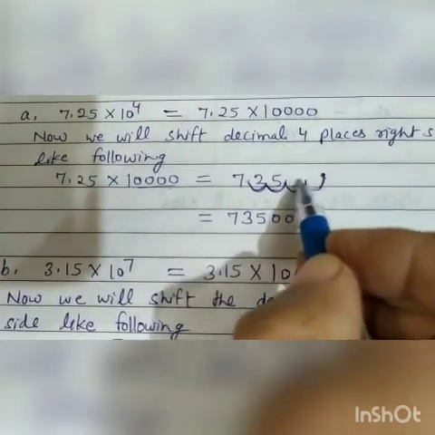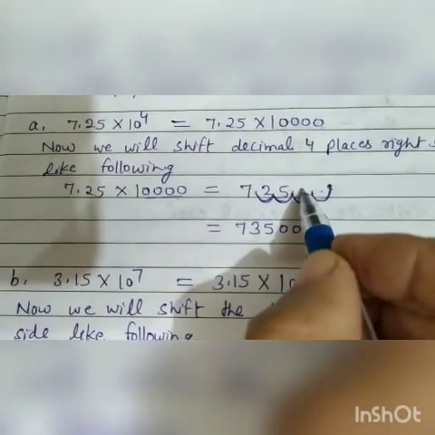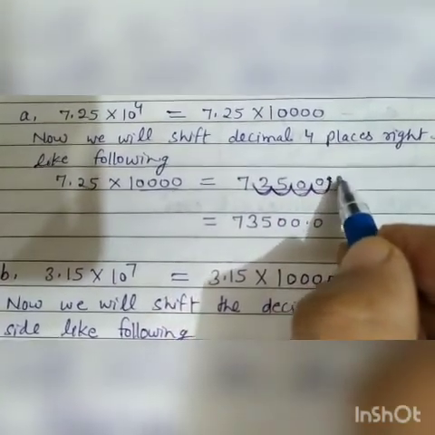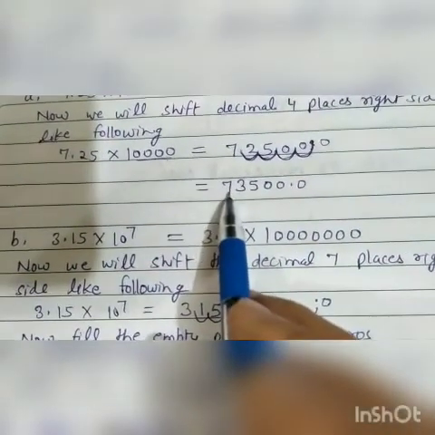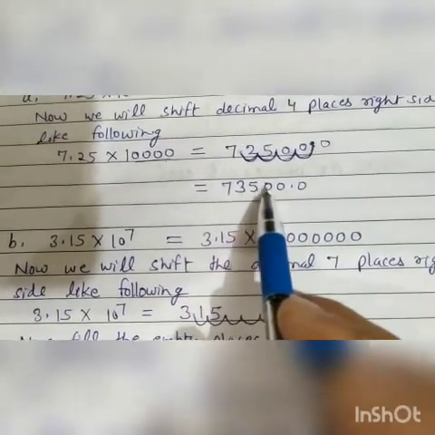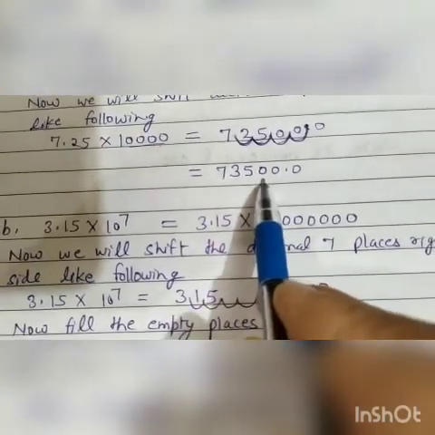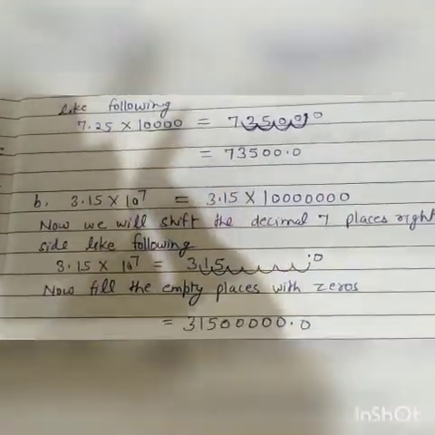Now these 2 places are empty. So we will put 0 here, like this, 0, 0.0. So the number will become 73500.0, or we can say 73,500. Next part B.